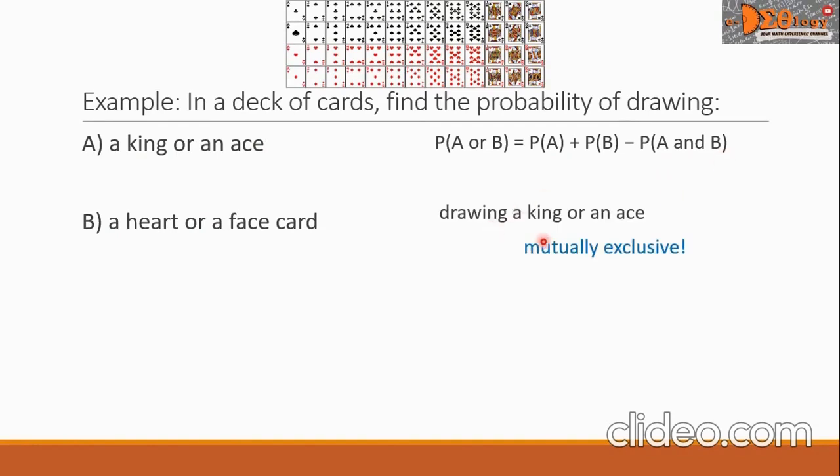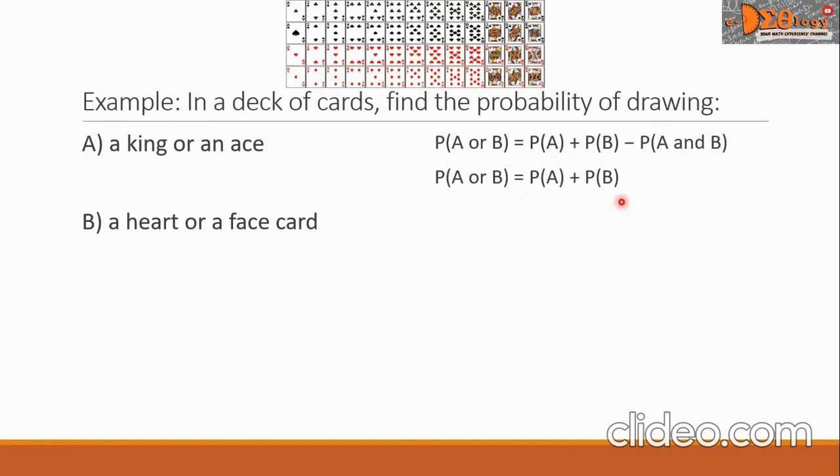But drawing a king or an ace is a mutually exclusive event. It means the formula will be simplified into like this. P of A or B equals P of A plus P of B. It means to say, we can write now that this P, A or B is now P of king or ace. And this is equal to the probability of king plus the probability of ace.